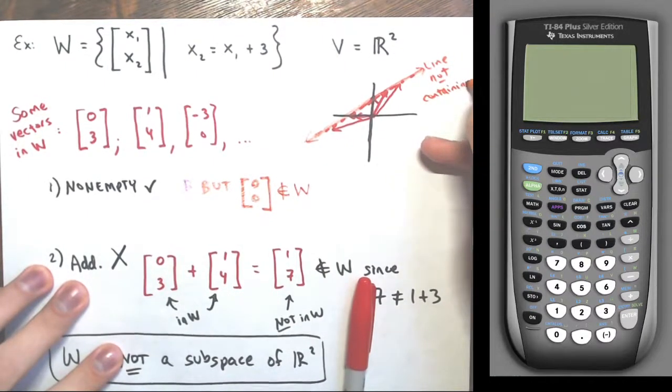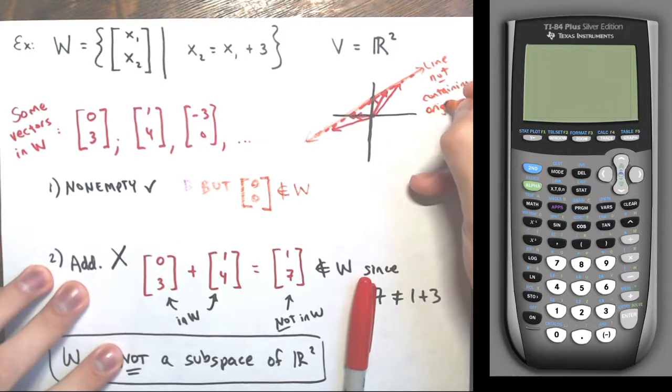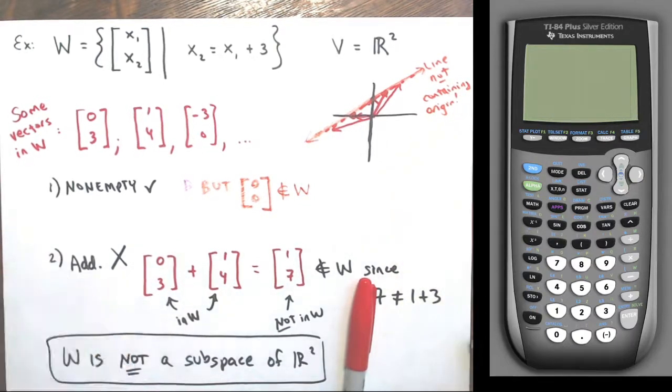And I said earlier, if you're in R2, if the points at the ends of the vectors are forming a line, the only way you're going to be forming a subspace of R2 is if that line contains the origin. All right. So great. So not a subspace.